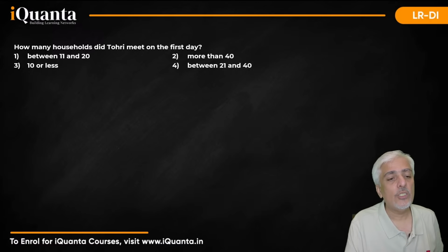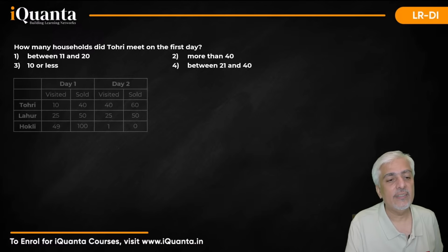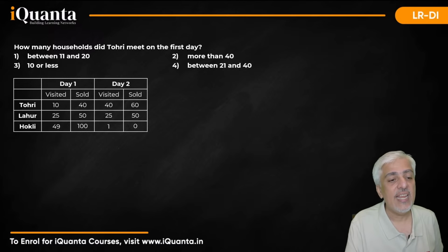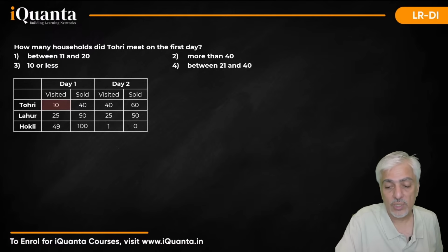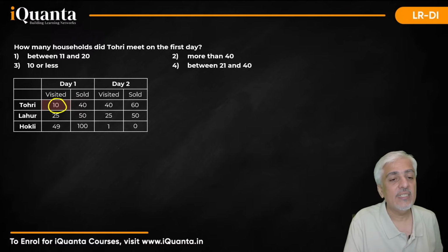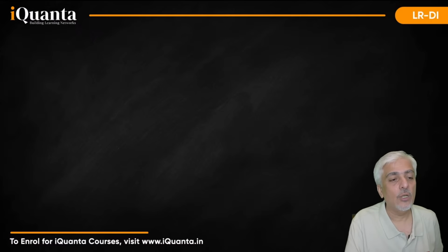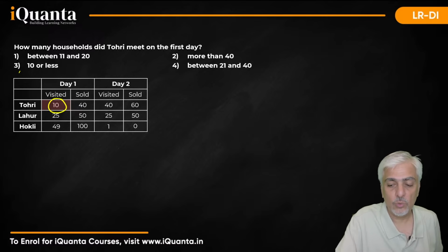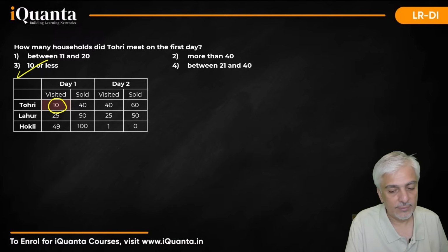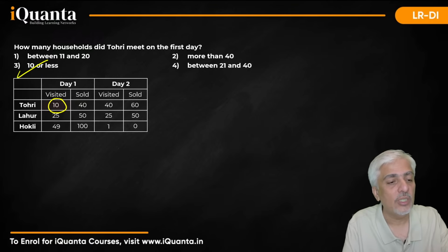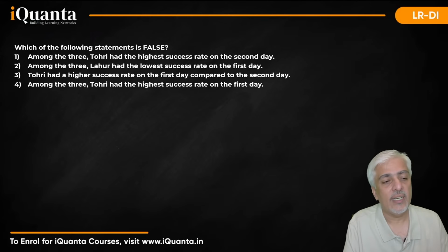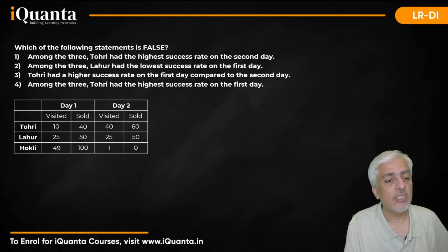How many households did Tori meet on the first day? So Tori on the first day met how many households? 10 households. That is 10 or less, the third option. So this is option 3. So this third and fourth option, there's one more question I think over here. Yeah. Which of the following statements is false?